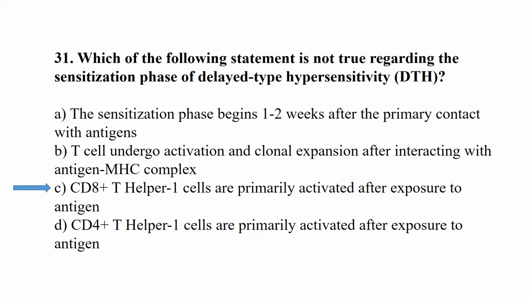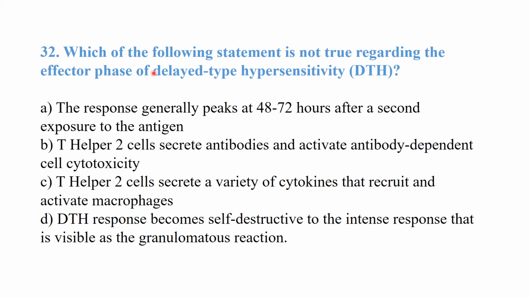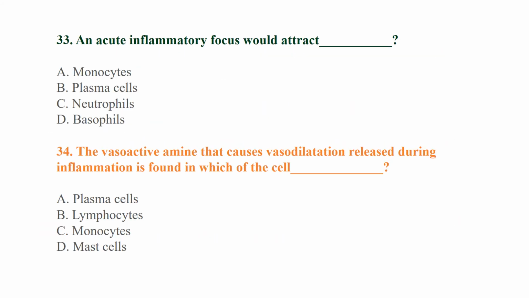It is not responsible. Which of the following statements is not true regarding the effector phase of delayed type hypersensitivity? So T helper 2 cells secrete antibodies and activate antibody dependent cell toxicity is not responsible for the effector phase. An acute inflammatory focus would attract neutrophils.